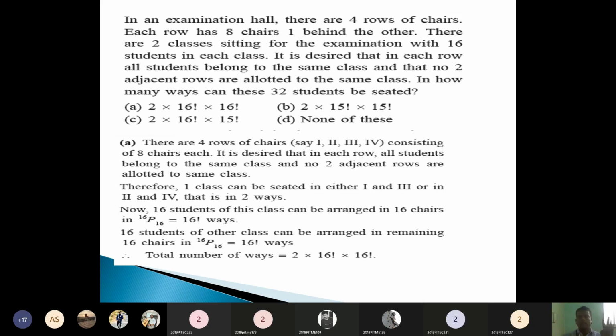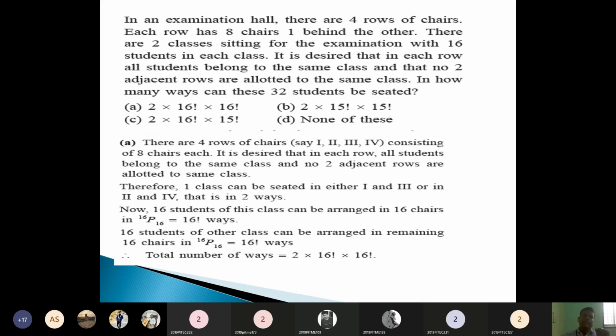So two classes, 4 rows. Adjacent rows must not have students of the same class. We have to arrange it in such a way. Each row has 8 chairs, and there are 4 rows. Row 1 and row 3 first section, row 2 and row 4 second section. Otherwise, row 2 and 4 first section, 1 and 3 second section. Like that, you can take it up. So how many different ways can you arrange? Two different ways they can arrange.